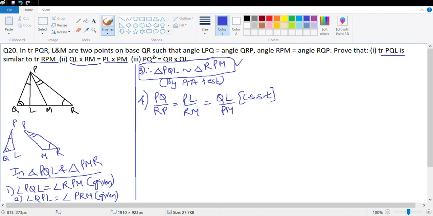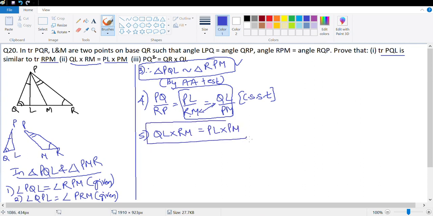So they want QL into RM. So this is what they're basically looking at. QL into RM. So I just cross multiply here, which should be equal to PL into PM. So this is done. This was simple. This is the second part of the question. Hence proved.